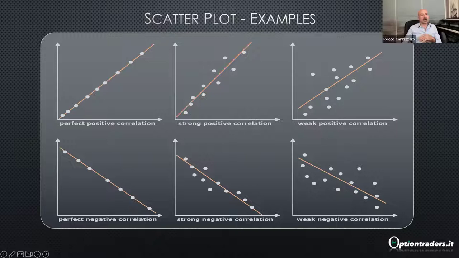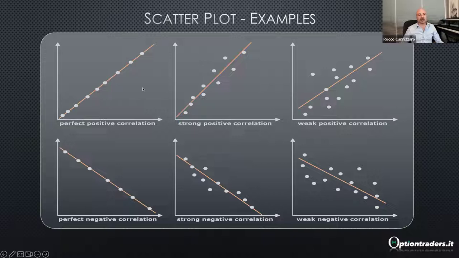And on the bottom, it's the same, but in terms of negative correlation, because it means that when one variable grows, the other one decreases. So same concept of perfect or strong correlation or weak correlation. And again, if you cannot see any particular pattern, which basically means that all of these dots will be random on this chart, then we're talking about zero correlation.